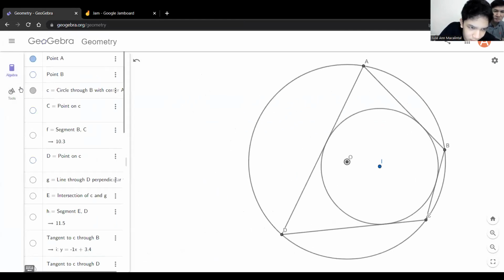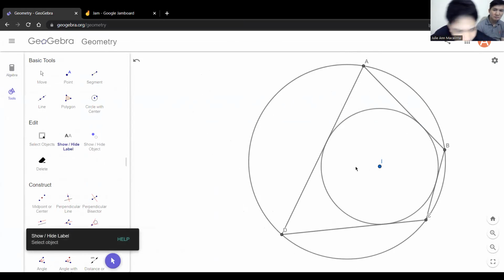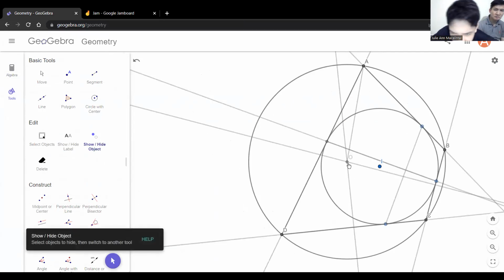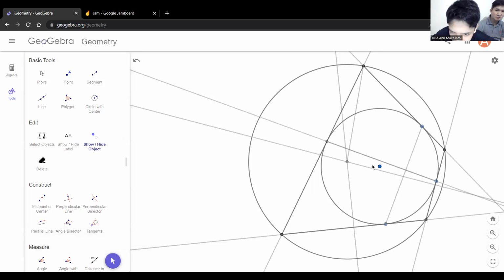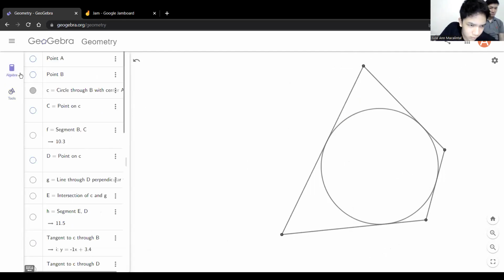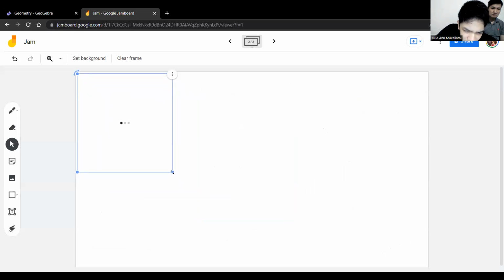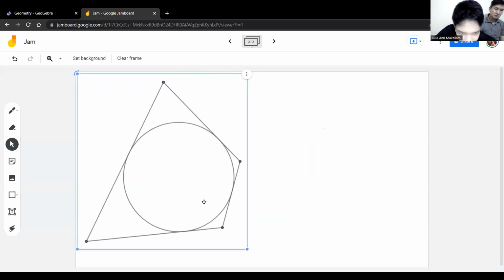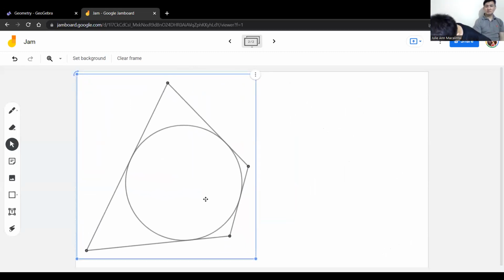Now I will have to hide these unnecessary points. Hide the labels, and then hide this one and this one. The most important part: if it were not cyclic, if it just had an inscribed circle, it would be called a tangential quadrilateral.